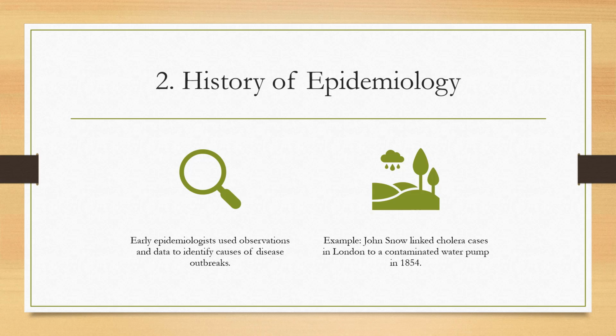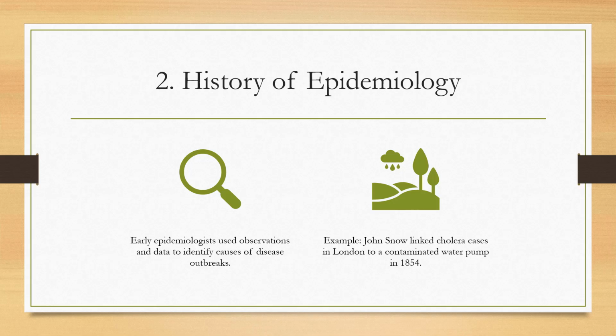One of the most important figures in epidemiology is John Snow, often called the father of modern epidemiology. During a cholera outbreak in London in 1854, Snow noticed that many cases were connected to one public water pump on Broad Street. At that time, many people believed disease spread through bad air.